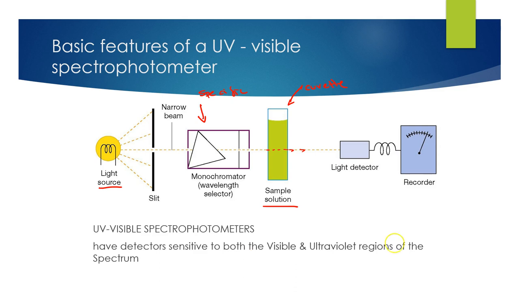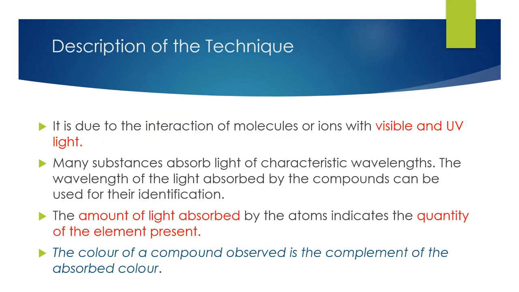Okay. They have detectors that are sensitive to both visible and ultraviolet regions of the electromagnetic spectrum, and the difference in light, again, is what we are recording. So the measurements that we take in this are due to the interaction of molecules or ions with visible and UV light. So this means that particular colors will be absorbed more, and you may remember back to your study of light in year 9, understanding that the color we see something to be is the color that it is reflecting back to us, minus all the colors that it absorbs. So that idea of light being absorbed and reflected is what this technique works on.